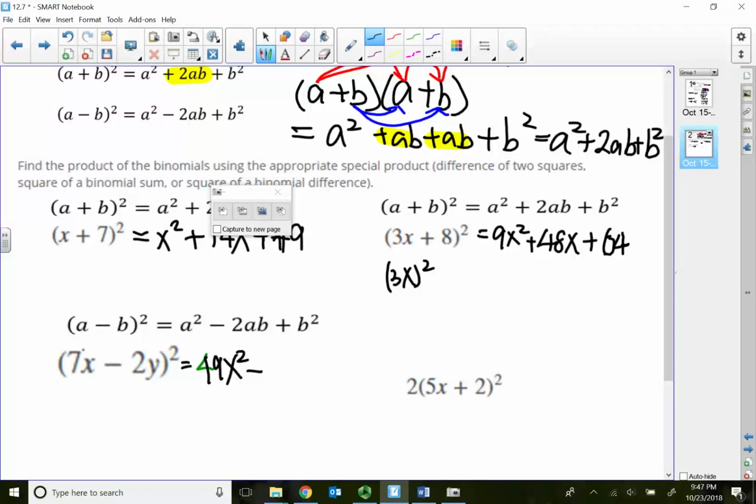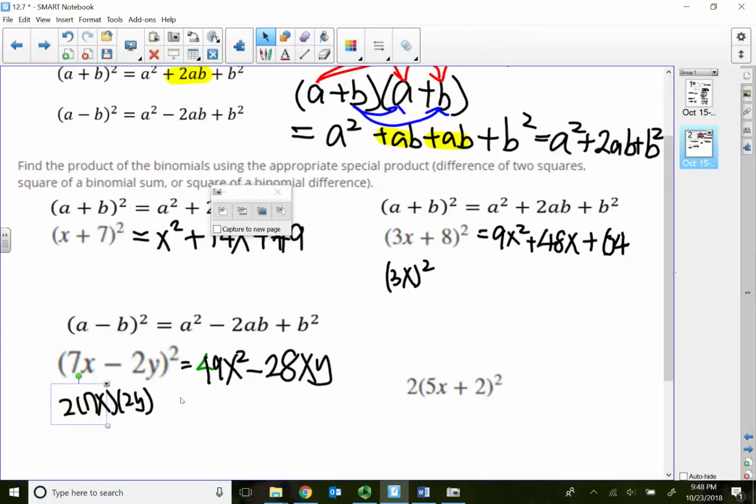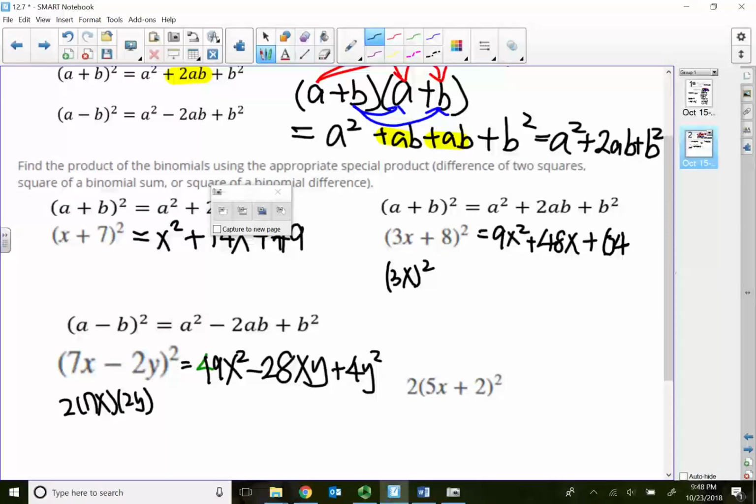2 times my a times my b. So you can put that in the calculator, 2 times 7 times 2. Or you can say 2 times 7x times 2y, which is going to be 4 times 7, which is 28xy. Right? 2 times 7x is 14x. 14x times 2y will be 28xy. Plus my b, which is 2y, right? Got to be squared. So that will be 4y squared. And that's the answer.